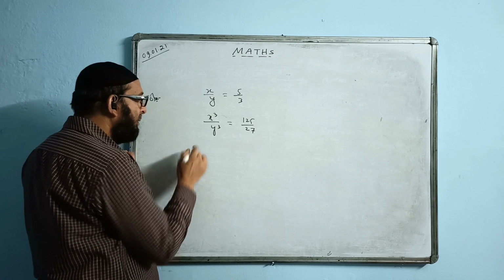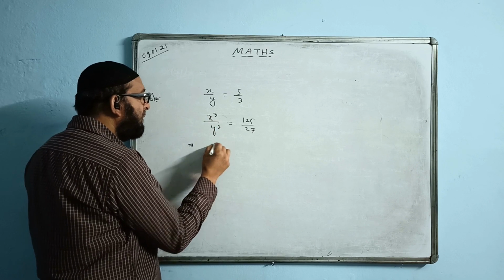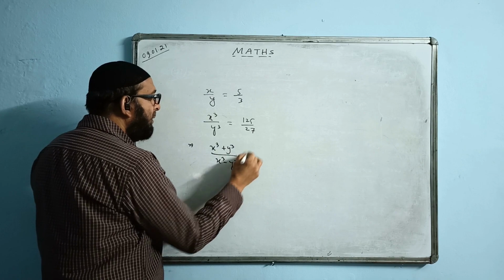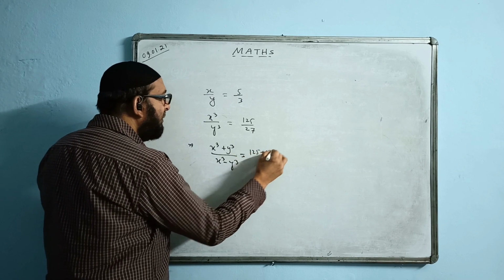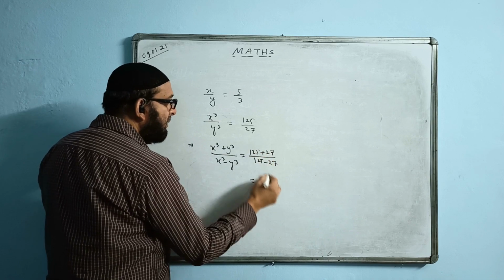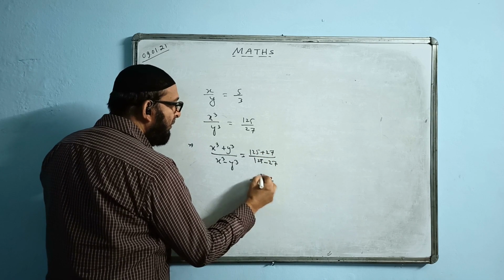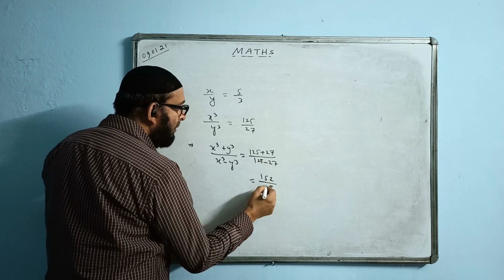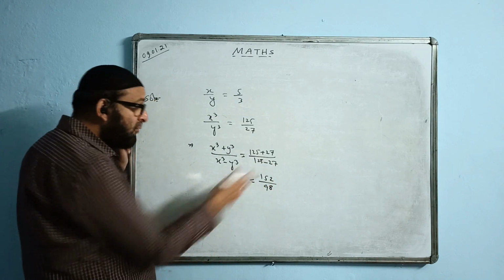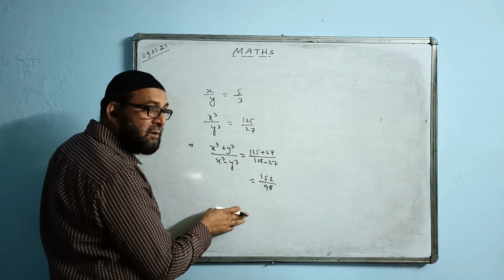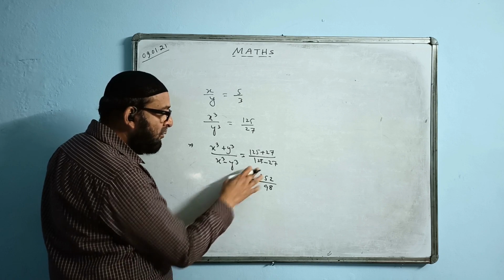Did you get it? Now componendo and dividendo will give the answer. x cube plus y cube, x cube minus y cube. Here it will come 125 plus 27, here it will come 125 minus 27. What is the answer coming here? Add them, 152. Wait, no, you have to cancel there. Check if they are cancelling and reduce to lowest terms. That is the answer. You need to cancel.